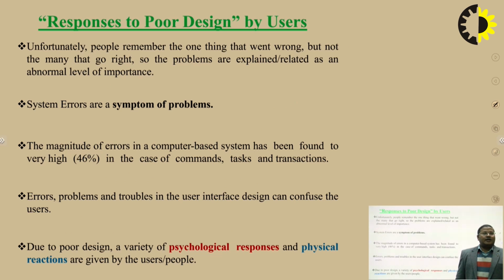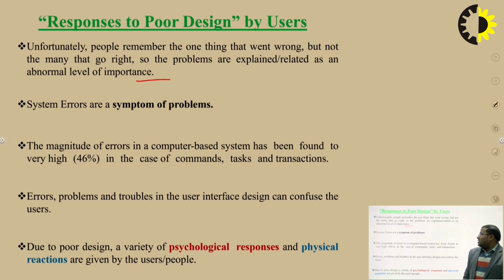Responses to poor design by the user. If we are creating a bad design of a user interface, then what are the responses given by the user? What are the responses given by the customer who is using that system? Unfortunately, people remember the one thing that went wrong, but not the many that go right. So the problems are given an abnormal level of importance. This is showing the abnormal level of importance.